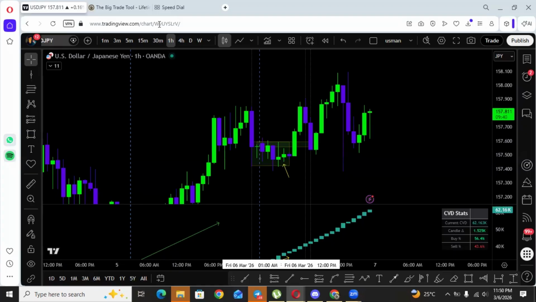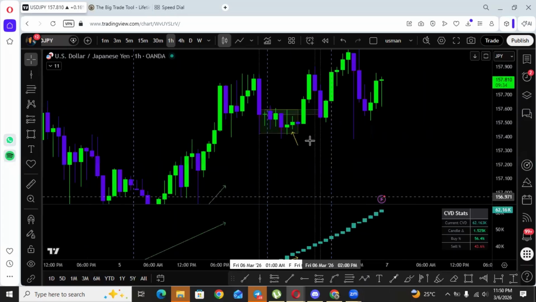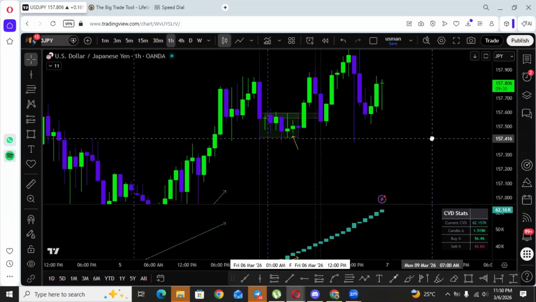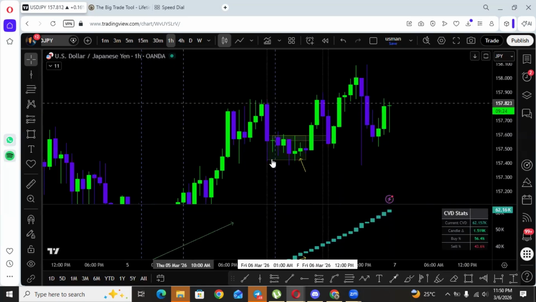In all the examples that I have shown you, I have not used any volume profile or anything. I just showed you based on common logic, common engulfing, what the bubble chart is showing, and what big trades are showing.